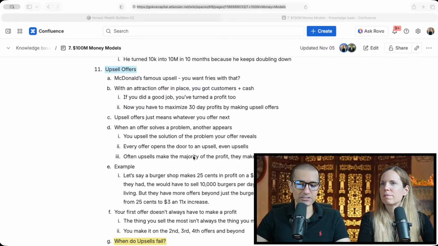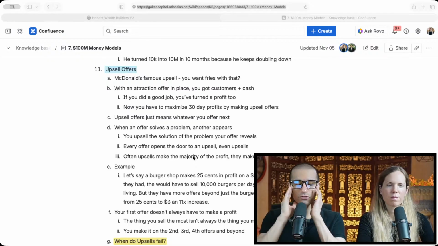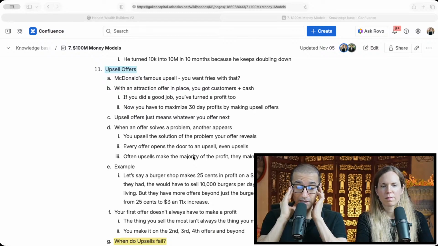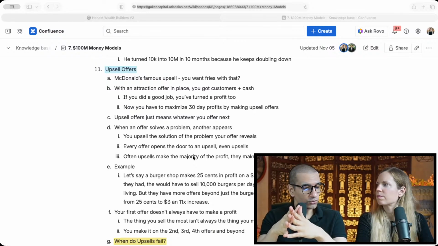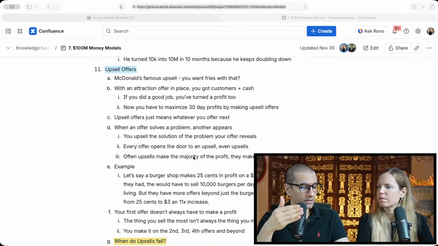Now you have to maximize 30-day profits by making upsell offers, right? The whole point of 30-day profits, that part of the money model, is that you are trying to bring cash forward, right? Anyone can sell like, oh yeah, we'll do $1 down and 99 per month forever, right? Anyone can buy it and then people will default.